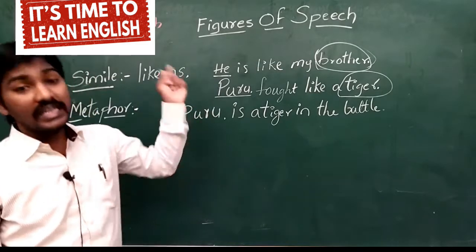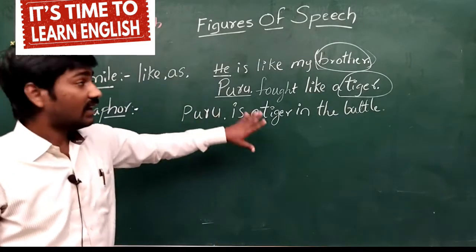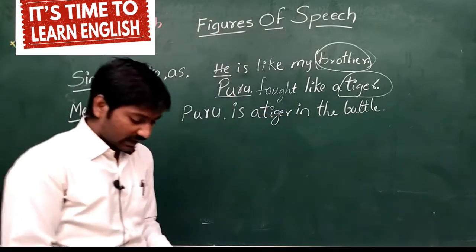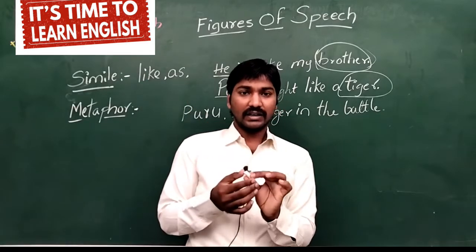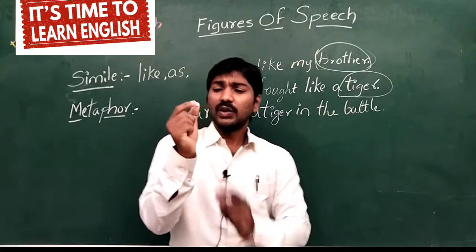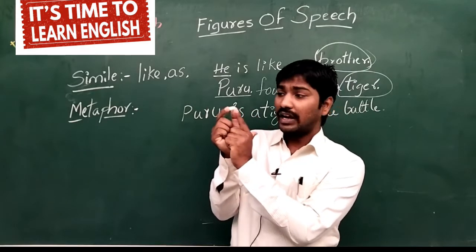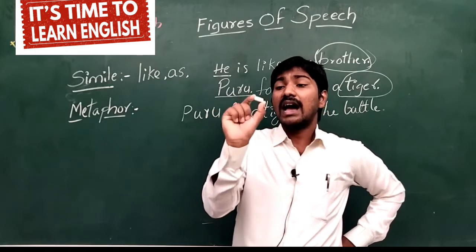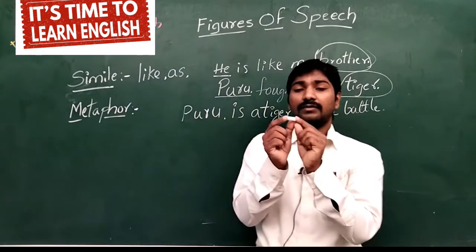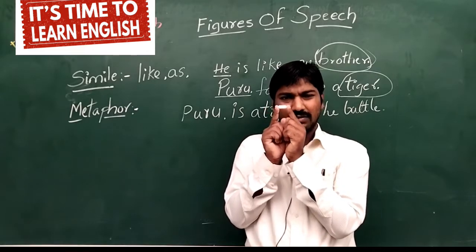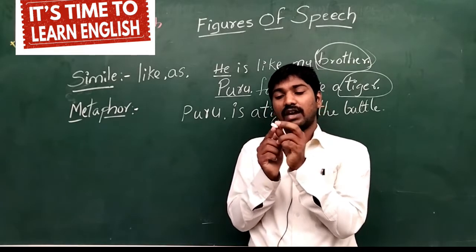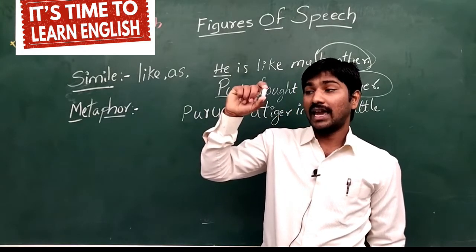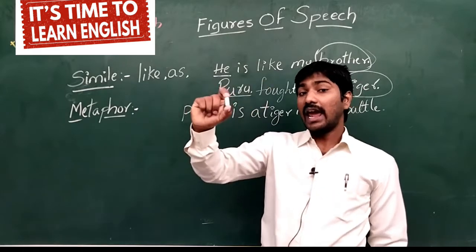Here we compared Puru like a tiger, but here Puru is only a tiger. For example, a piece of chalk. It is white in color. So it shines like, or it appears as like as a rectangle, or a cylinder shape. The piece of chalk appears like a cylinder.